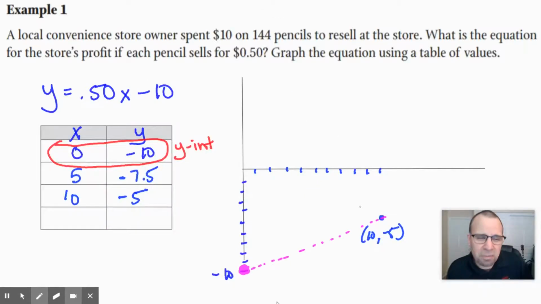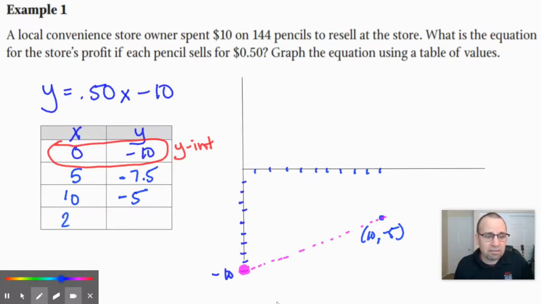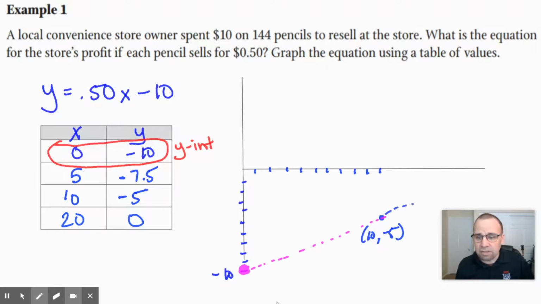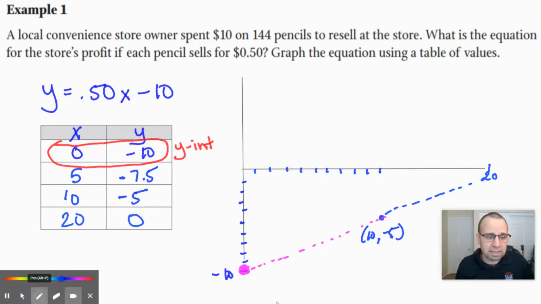But we really want to know when the store owner is going to break even, I think. And my best guess is probably, let's try 20. Because if 10 got us halfway there. Let's try 20. If I plug in 20, 20 times 0.5, well, that's 10, right? 10 minus 10 is 0. And then so all the way up here at 20 is where this thing is going to be intersecting the x-axis.